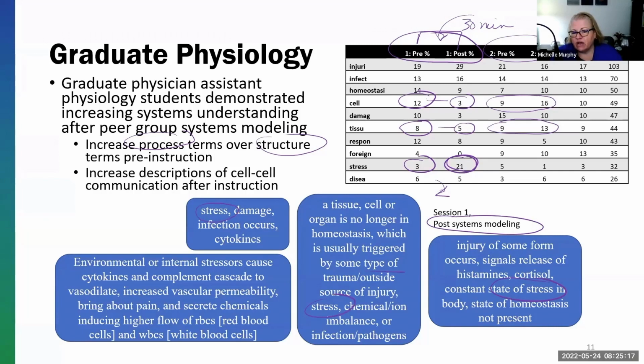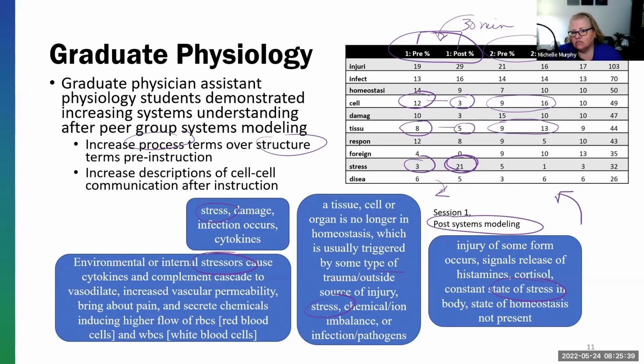The internal stressors, so components of the condition. So we really can look at this word frequency, which was done in R through text mining based on their responses. I didn't sit and count those all up. R does that for you. And then go and qualitatively look more at what they actually said.